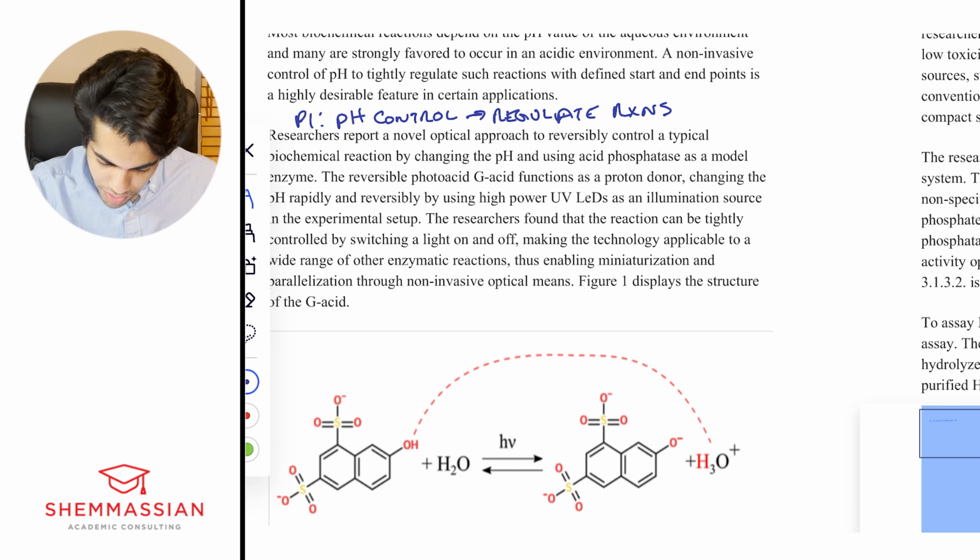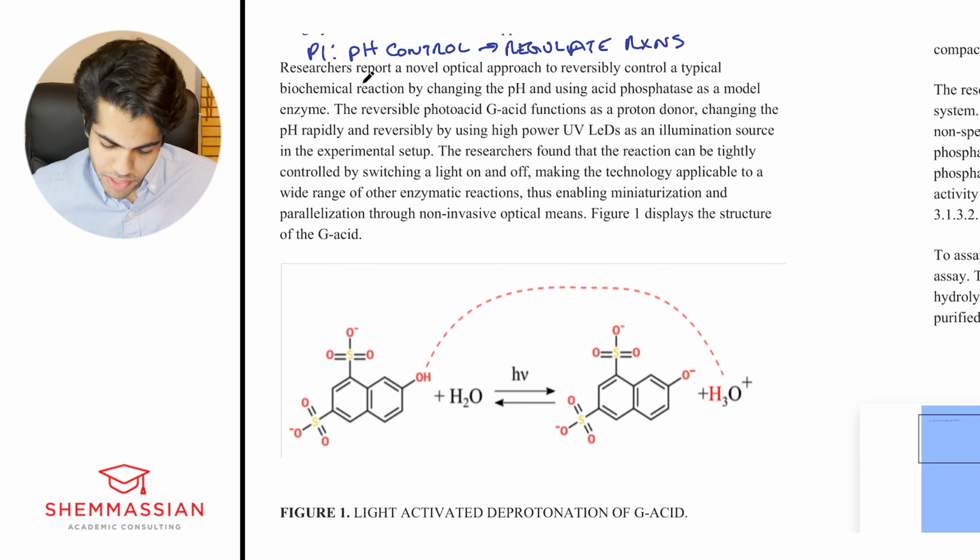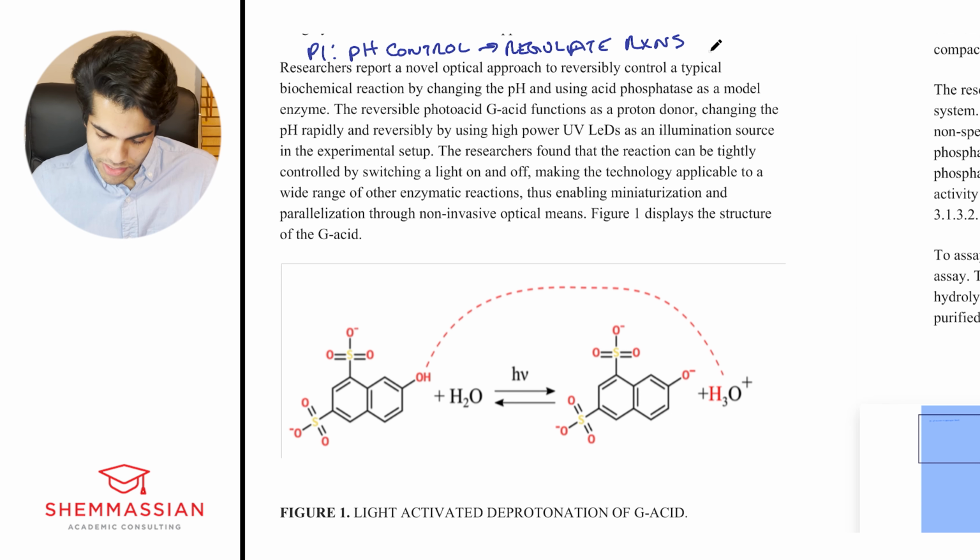Researchers report a novel optical approach to reversibly control a typical biochemical reaction by changing the pH and using acid phosphatase as a model enzyme. The reversible photoacid G acid functions as a proton donor, changing the pH rapidly and reversibly by using high-power UV LEDs as an illumination source in the experimental setup. The researchers found that the reaction can be tightly controlled by switching a light on and off, making the technology applicable to a wide range of other enzymatic reactions, thus enabling miniaturization and parallelization through non-invasive optical means. Figure 1 displays the structure of the G acid.